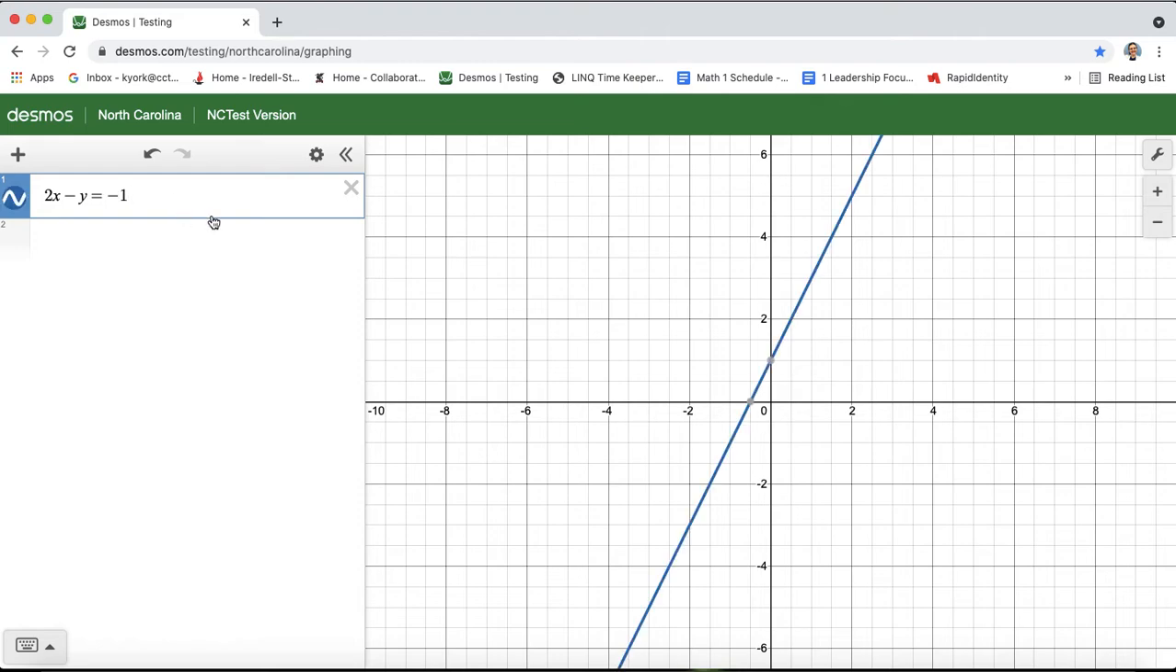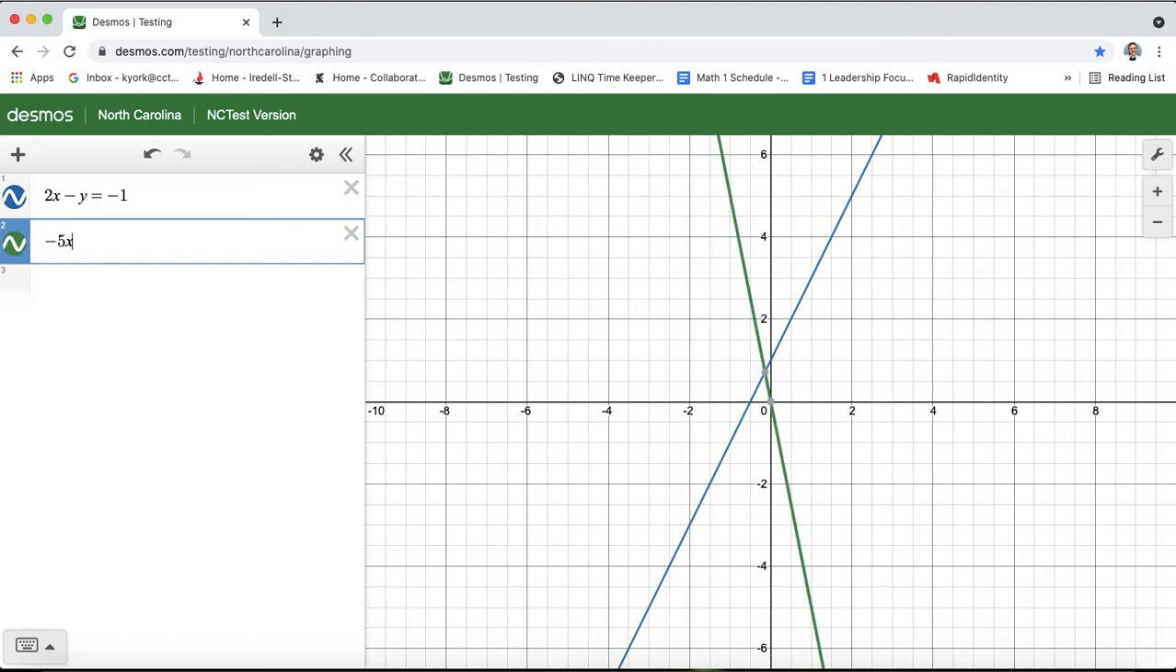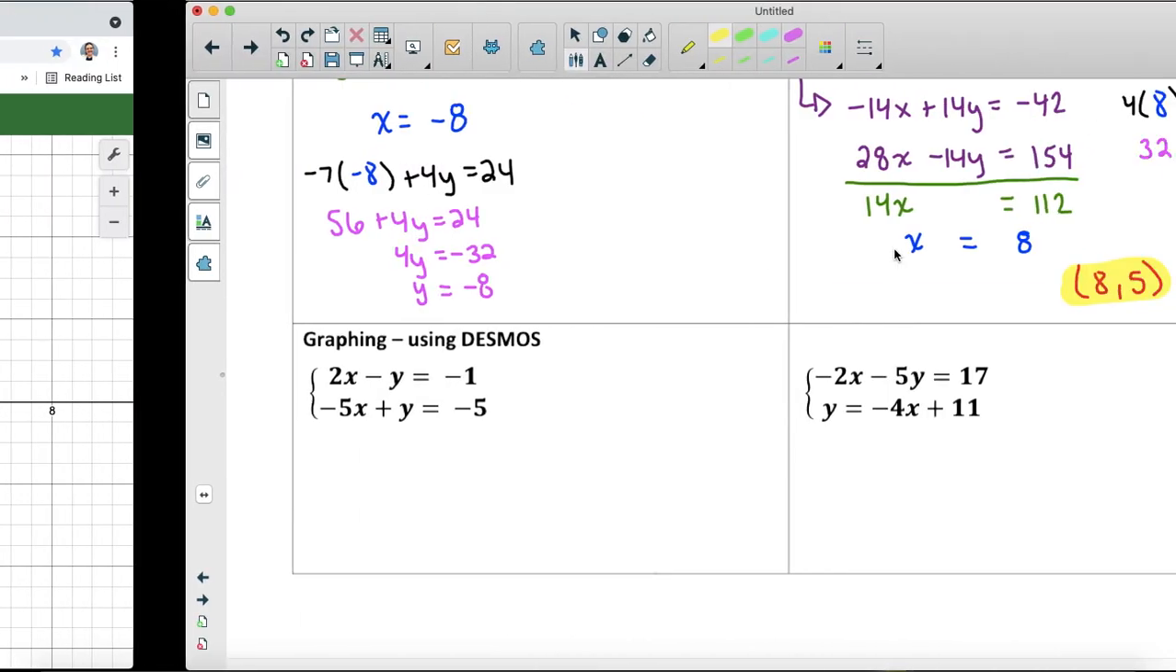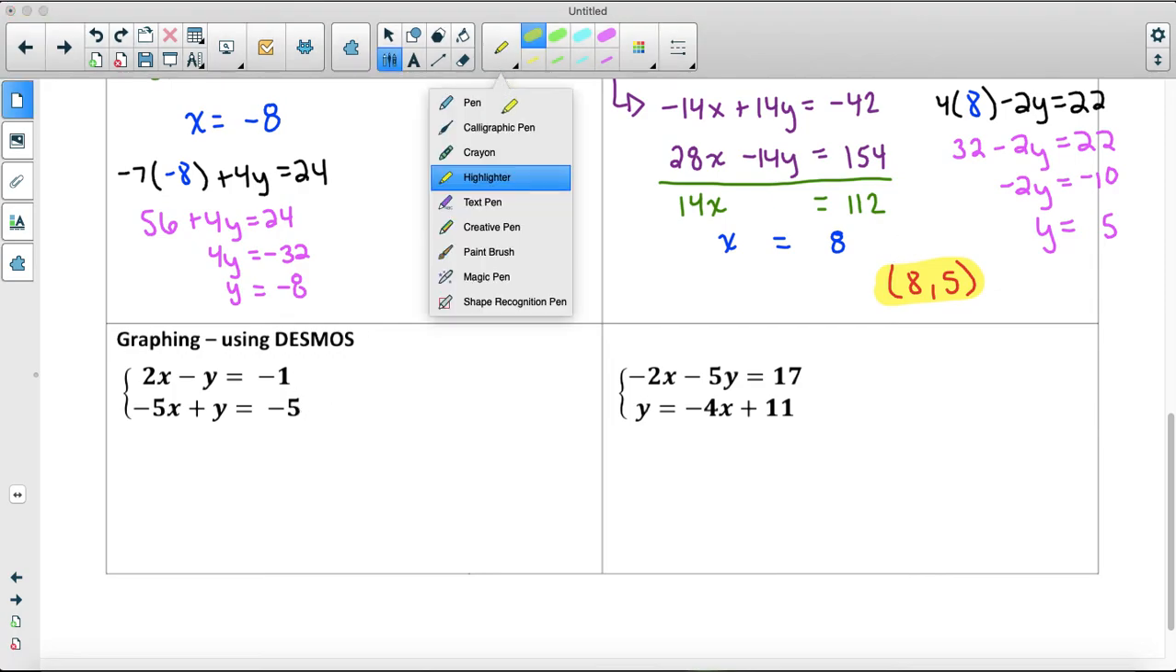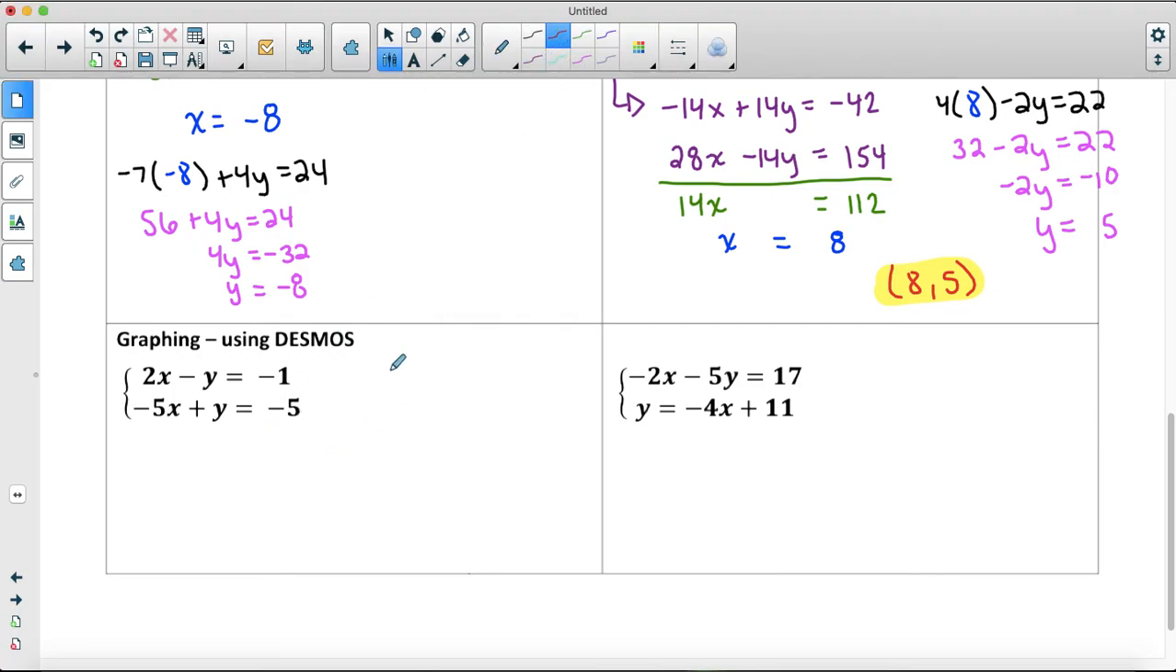There's our line in blue. And then we have negative 5x plus y equals -5. There's our other line in green. We're going to find the point at which they intersect, which happens to be at 2, 5. So our solution for this problem is 2, 5. When you do this in Desmos, you do not have to put it into slope-intercept form, so it makes it a little bit easier to do.